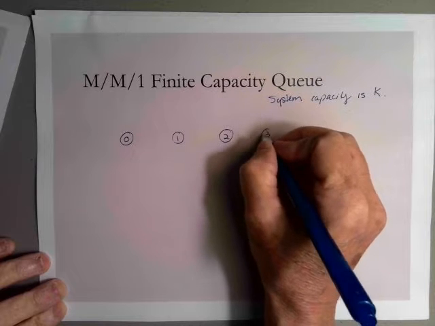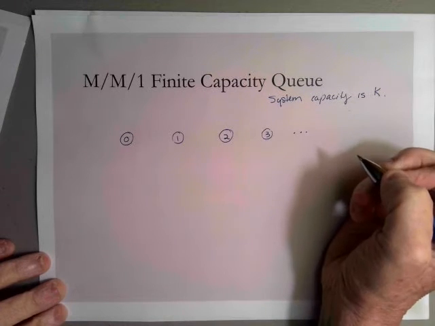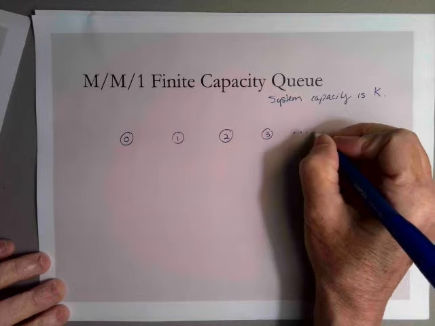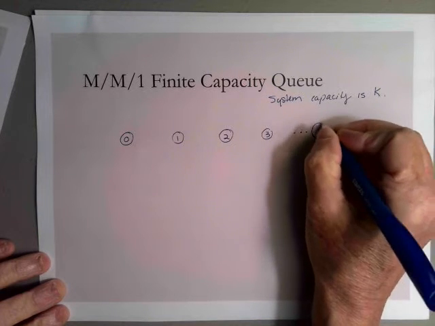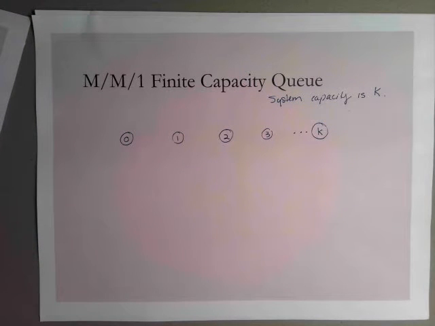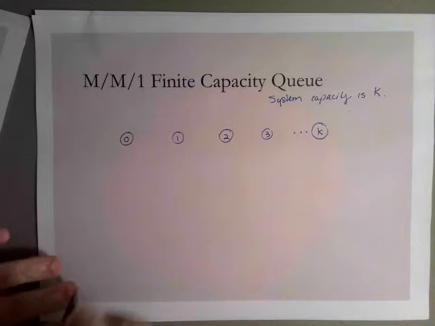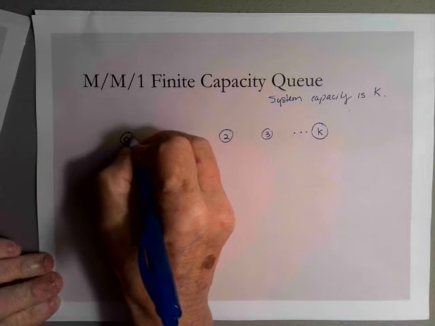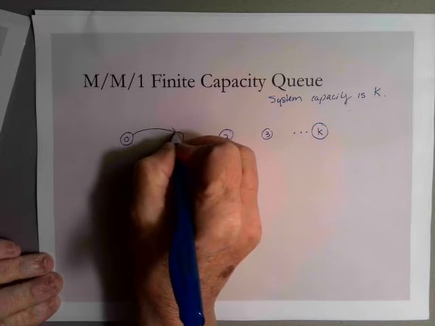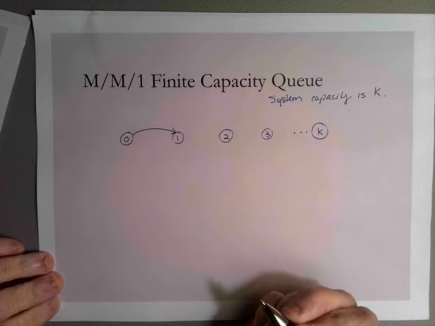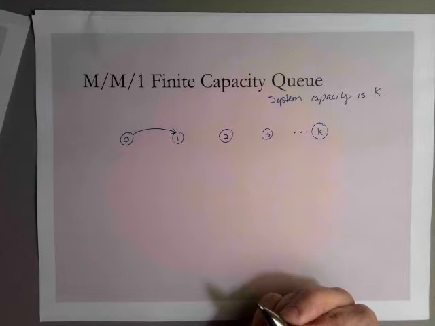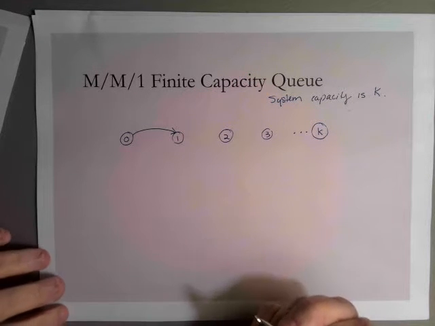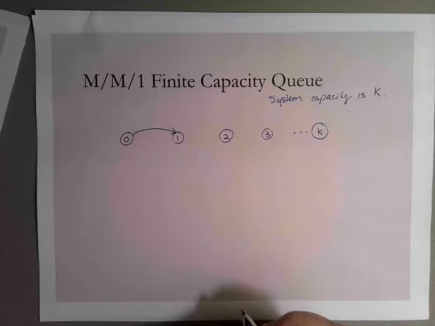And we could keep on going up until my system capacity, which would be K, meaning that we would have K people in the system, one person in service, and K minus one people in the queue. Since I only have one server, they will be working at a service rate of mu, and we're going to assume a constant arrival rate here that is not state dependent.